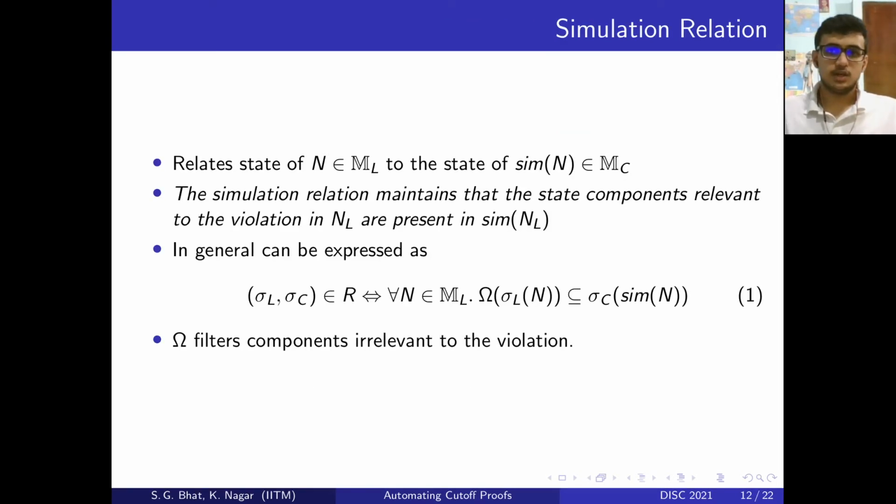The simulation relation relates the state of node N in L to the state of the node sim N in C. It essentially enforces the intuition behind the sim function. That is, it ensures that the state components relevant to the violation in node N of L are present in sim N in C. Mathematically, this can be expressed as an abstract formula as shown. The function omega in this formula is essentially a filter which removes the state components of N that are not relevant to the safety violation.